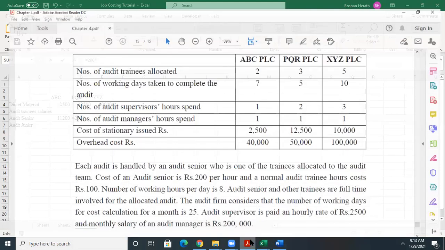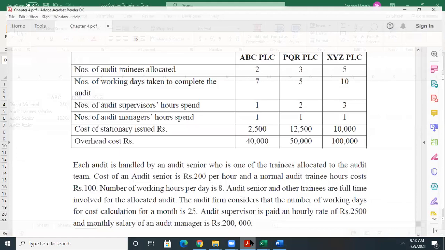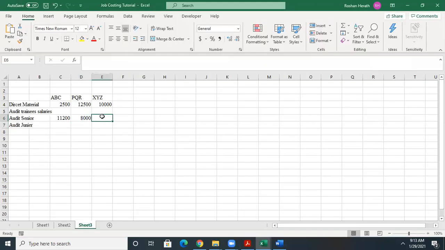For the second task, it has only taken 5 days. So 8 into 5, 8 hours, 5 days, and 1 supervisor, 8,000. And for the other one, 10 working days have been taken. So it is 200 into 8 into 10, 80 hours, 1 supervisor. So that's going to be the case. Okay. We have taken that.